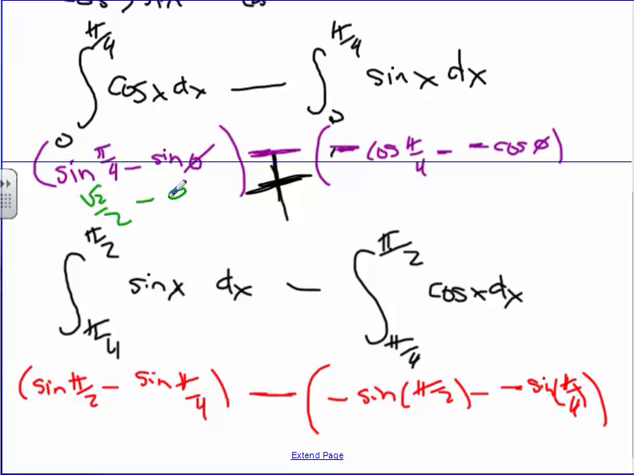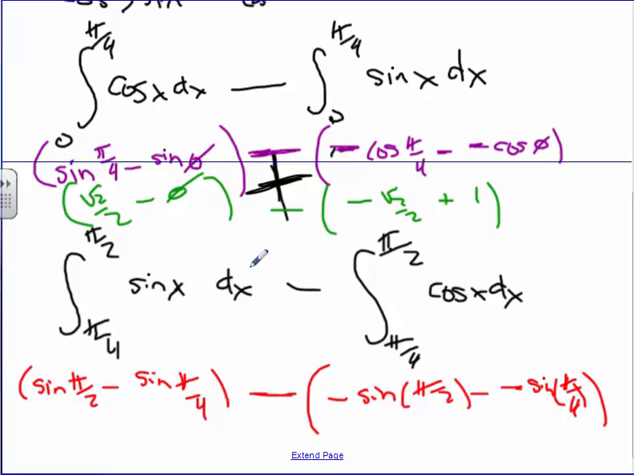Sine of 0 is 0. Cosine of pi over 4 is also root 2 over 2. This is really a plus now. Cosine of 0 is 1. Okay, well, putting this all together right here: root 2 minus 0 minus root 2 plus 1.